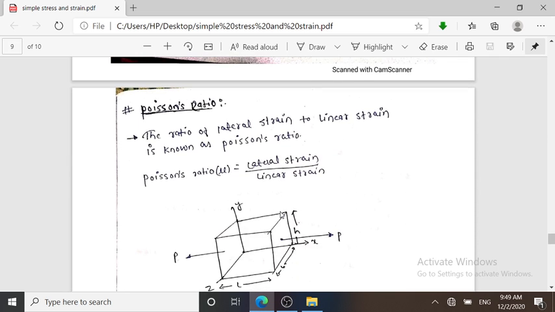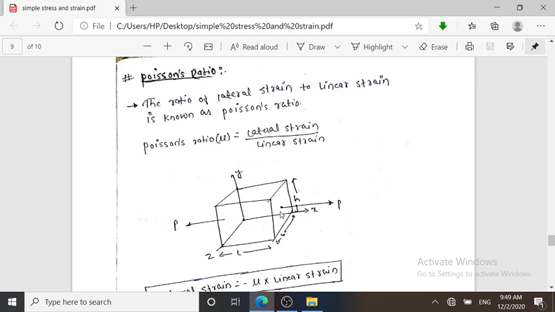Now here the Poisson's ratio, it is a very important term in the strength of materials. My dear friends, Poisson's ratio is nothing but the lateral strain to the linear strain. Here linear strain is nothing but the longitudinal strain.